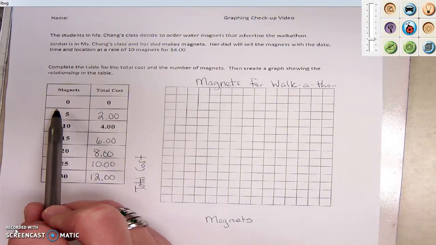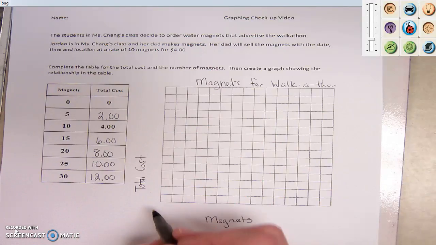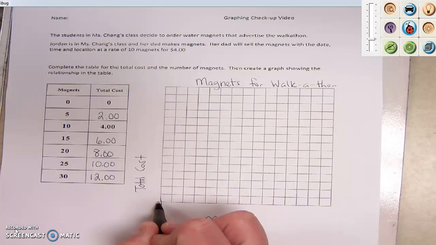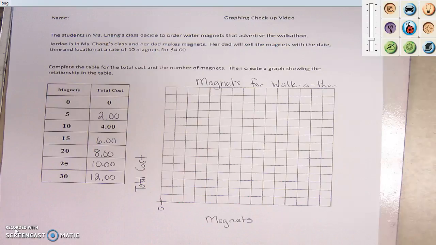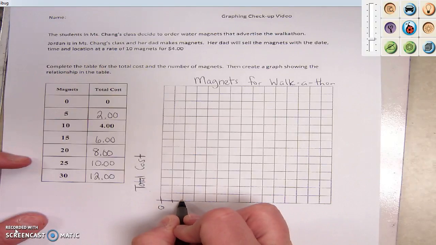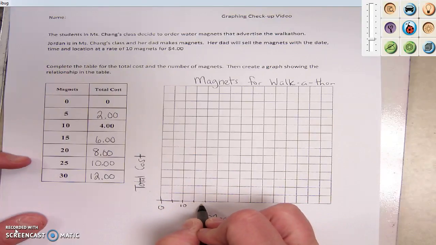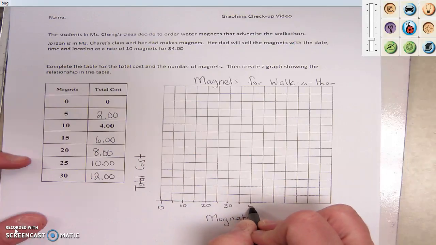because I look at my table and see that the magnets are going up by 5. So then it would make sense in my graph. I can't have any negative magnets, so it's okay to only graph the first quadrant here. And pretty soon we're going to be graphing in more than one quadrant. So I only have to go to 0 though, because I can't have negative magnets and negative money. So I start with 0. And then since the table's going up by 5s, I want to go up by 5s. So 5, 10, 15, 20, 25, 30, 35, 40. I don't need to go to 40, but I could.